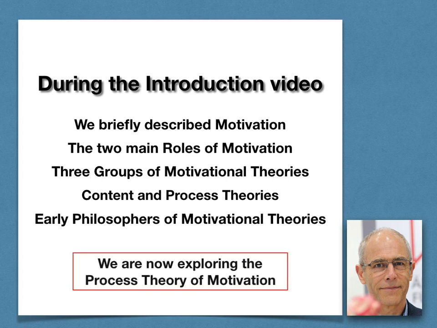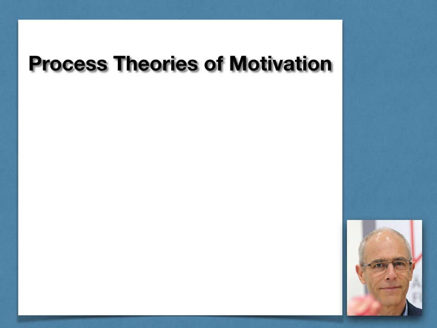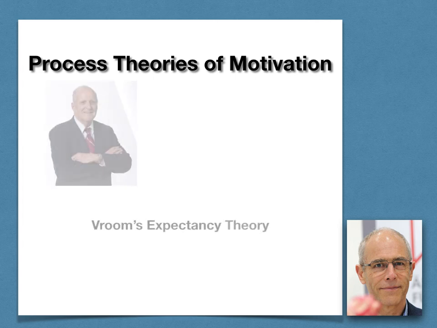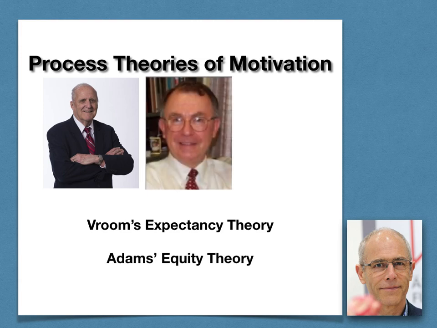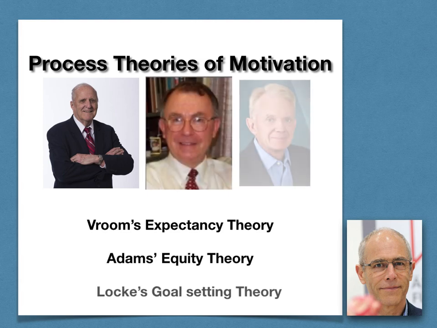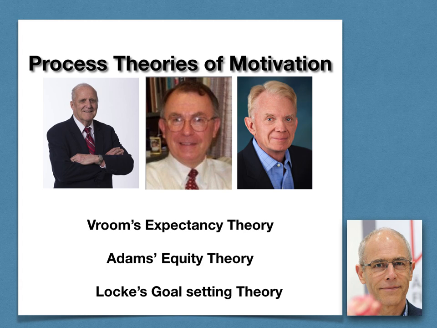We are now exploring what is meant by the process theory of motivation. There have been many writers on the subject of process motivation theories, and during this series of videos we will concentrate on three major approaches and leading writers. The first is Vroom's expectancy theory. This is followed by Adams' equity theory, and then Locke's goal-setting theory. In this video, we will concentrate on Vroom's expectancy theory of motivation. The others are discussed in videos 3 and 4 of the series.